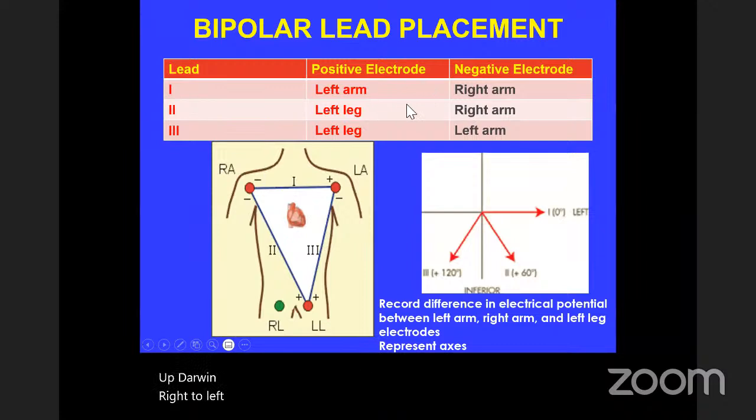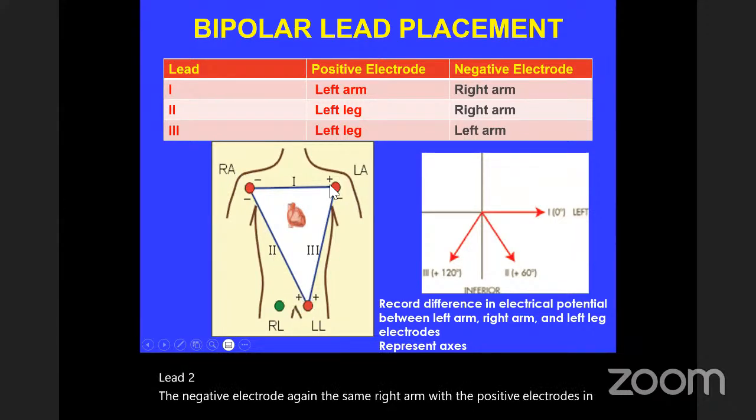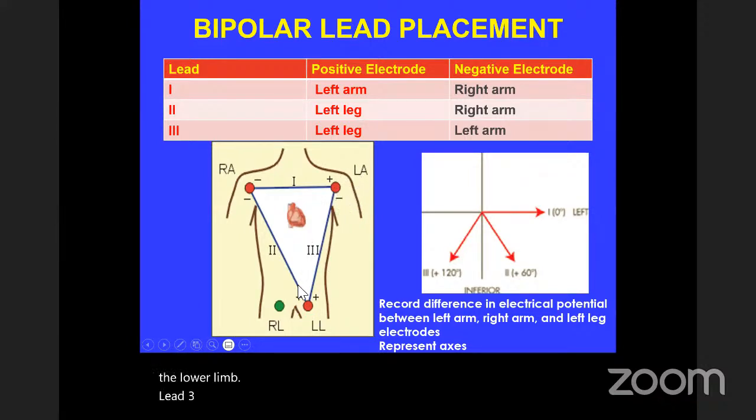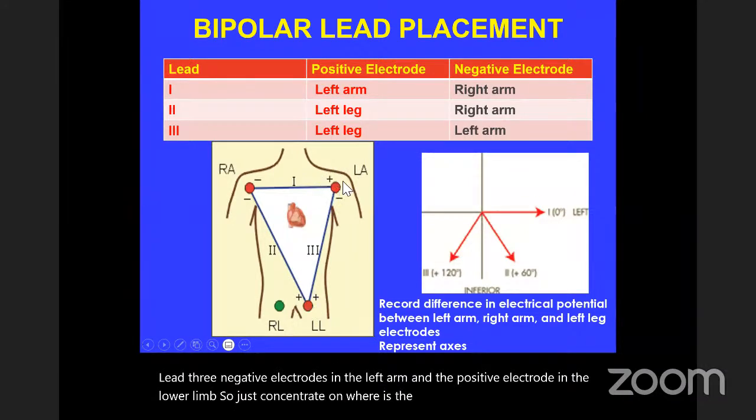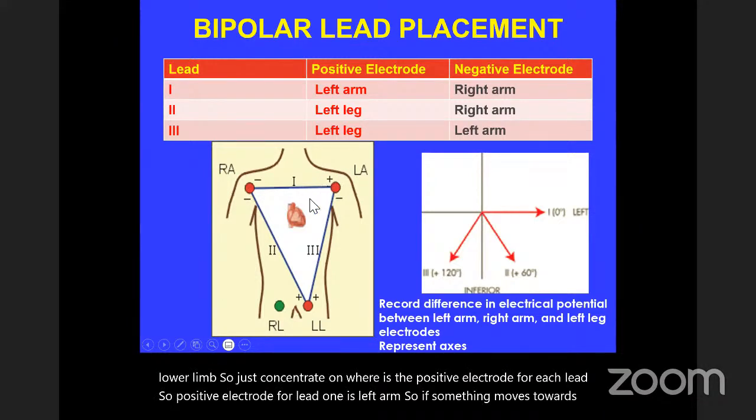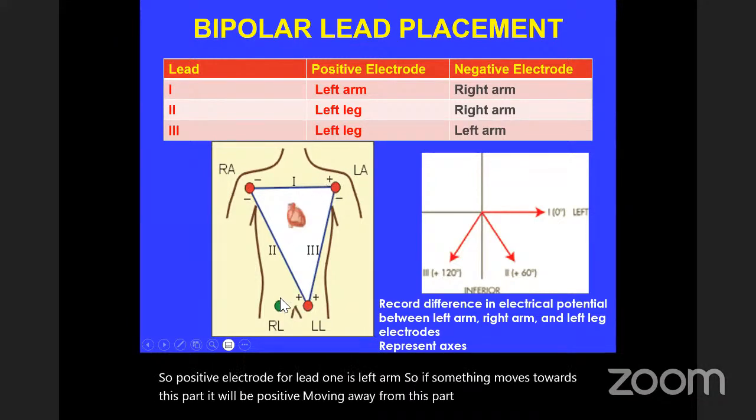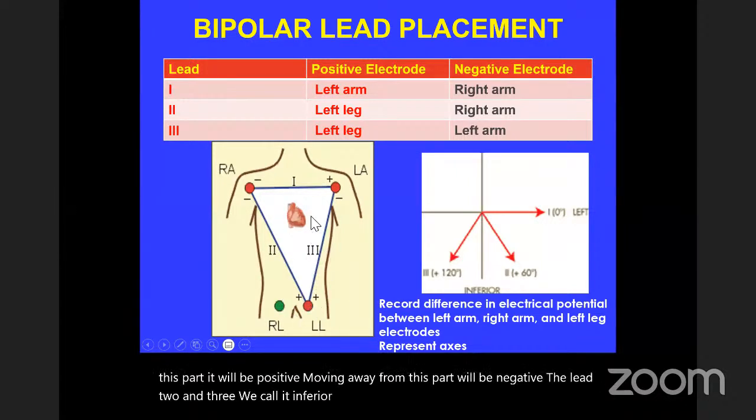So we have lead 1 here. Lead 2, the negative electrode is again the right arm, but the positive electrode is on the lower limb. Lead 3, the negative electrode is on the left arm and the positive electrode is on the lower limb. So just concentrate on where the positive electrode is for each lead. The positive electrode for lead 1 is the left arm. If something moves towards this part, it will be positive. Moving away from this part will be negative. Leads 2 and 3 we call inferior leads because they are looking at the inferior surface of the heart.